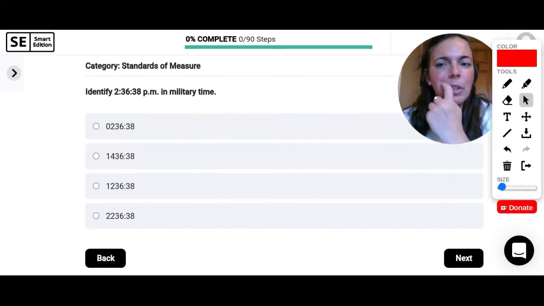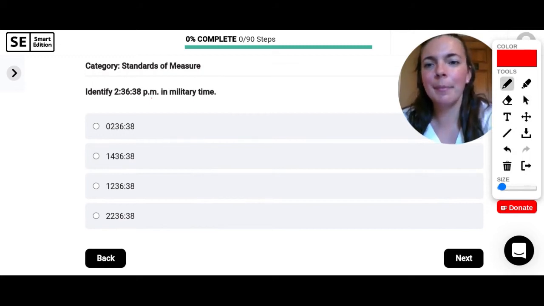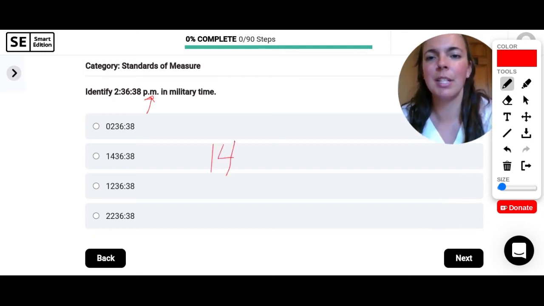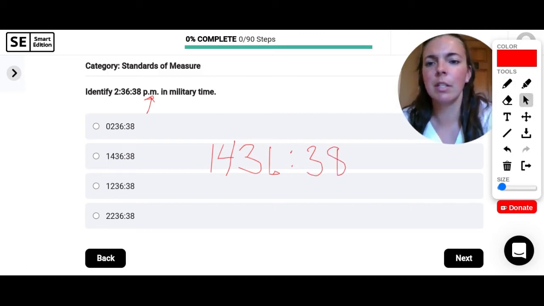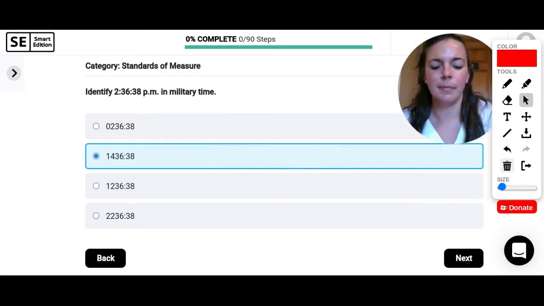Okay, let's identify 2:36:38 p.m. in military time. Because this is p.m., after noon, we have to add 12 to our hour. So 2 plus 12 is 14. Our hour is actually 14 in military time. The 36 and the 38 stay the same. We just want to have our colons here. So 14:36, and then the 38 seconds stays the same. So 14:36:38. There it is.